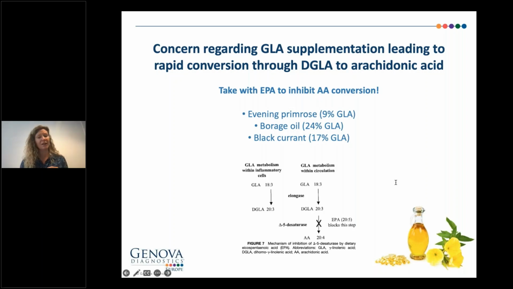Now, in this particular study that I got this screenshot from, and you'll see it referenced in the next slide, they used 3 grams of GLA in combination with 3 grams of EPA, so fairly high doses. And I've given here a list of common supplements that are GLA rich, and as you can see, borage oil has the largest percentage compared to other sources.